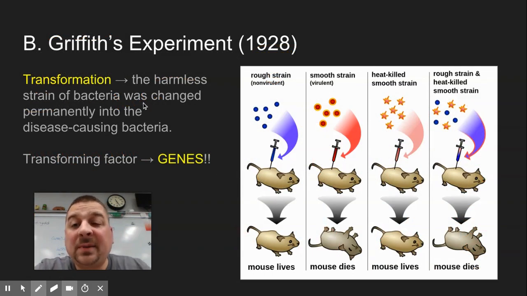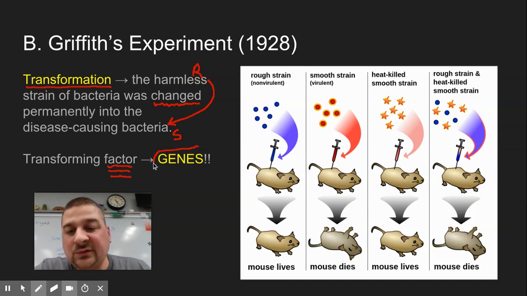Frederick Griffith's hypothesis, or the word he used, was transformation. In other words, he said there was something in that heat-killed S strain that permanently changed the harmless bacteria, the R strain, into the disease-causing strain, the S strain. He said there was a transforming factor that caused this change to happen. And whatever that change would be is the genetic material.